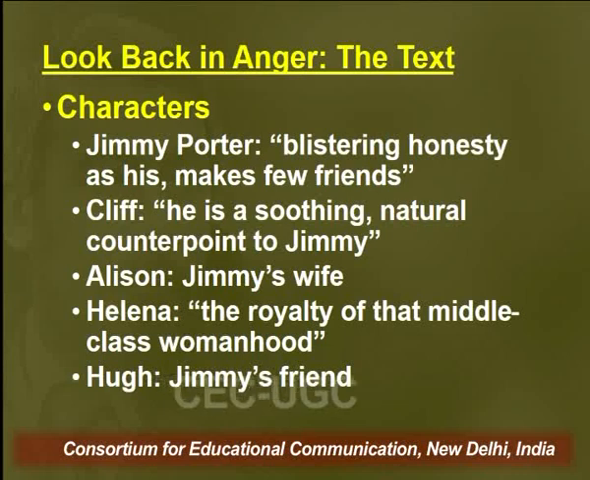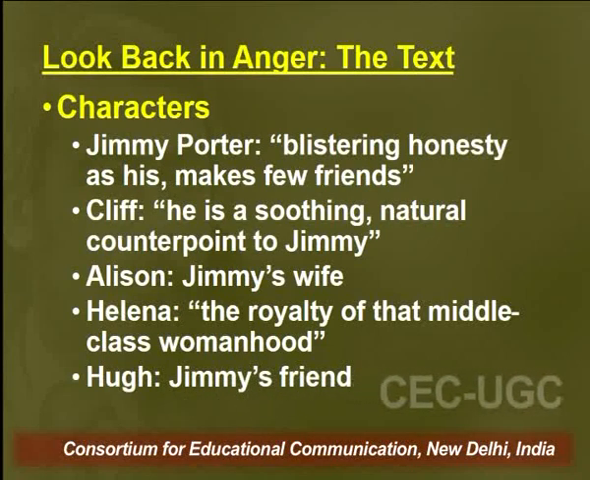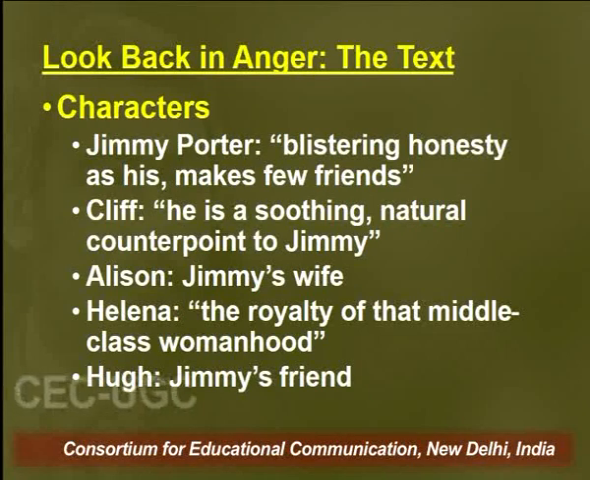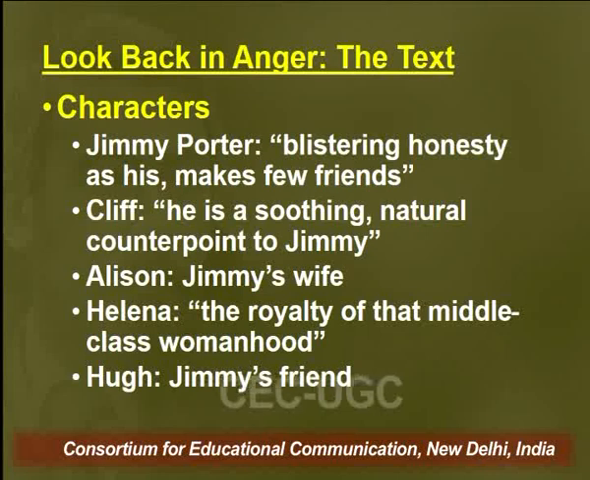The other character is Cliff, who's a close friend of Jimmy Porter's, and see how the text describes him. He is a soothing, natural counterpoint to Jimmy, right? So, soothing, natural counterpoint. So, while Jimmy is angry, Cliff is somewhat soothing, but has similar ideas as Jimmy Porter, right? Third character is Allison, who's Jimmy's wife and belongs to the upper class, the upper middle class, and therefore both of them, they conflict over that point of difference between the two.